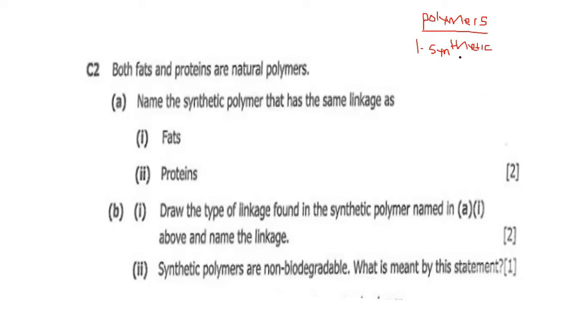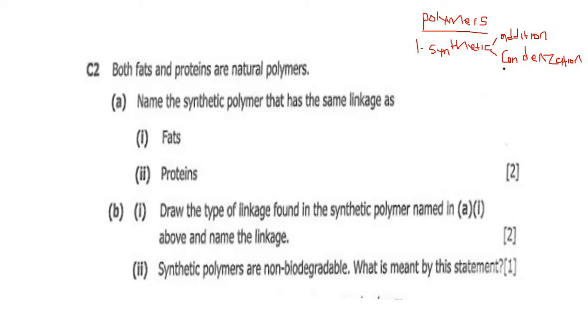There are two ways in which we can make these synthetic polymers. Number one, we can make them by using addition polymerization, where we add similar monomers together to come up with a giant. Then there is also condensation polymerization. These are the two ways in which you can make the man-made polymers. We use addition polymerization on simple things such as polyethylene, polyvinyl chloride, polypropene, and so on and so forth.